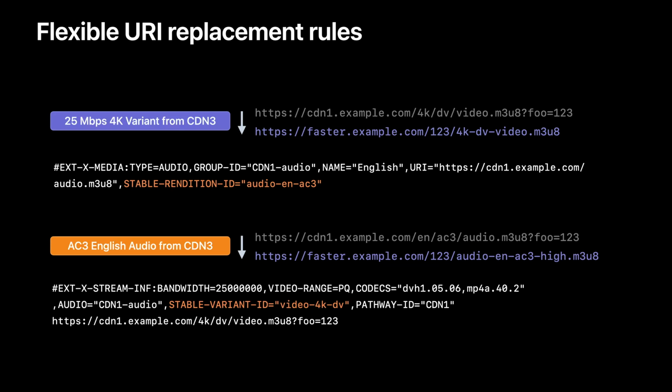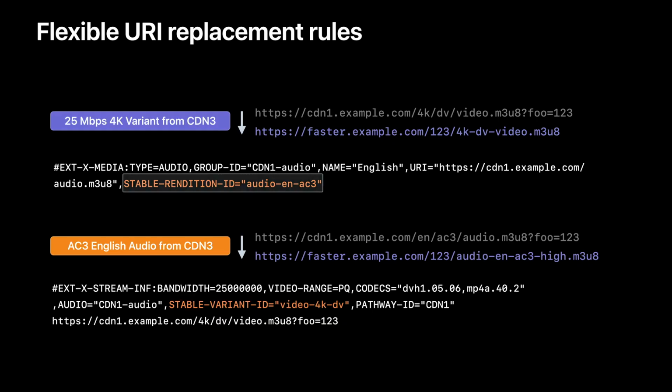In HLS, stable variant ID and stable rendition ID attributes were introduced to identify variant and rendition streams. By setting them in the multivariant playlist, we can later reference each variant or rendition stream by their stable ID in the pathway clone object in the steering manifest, and assign a per stream URI replacement rule.